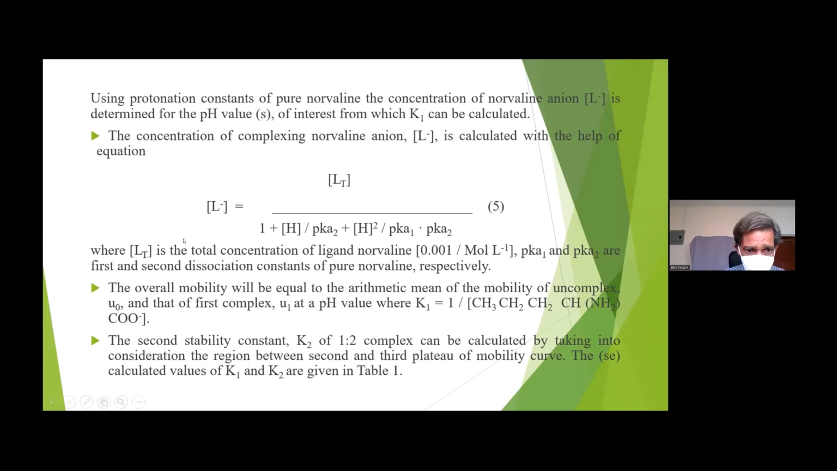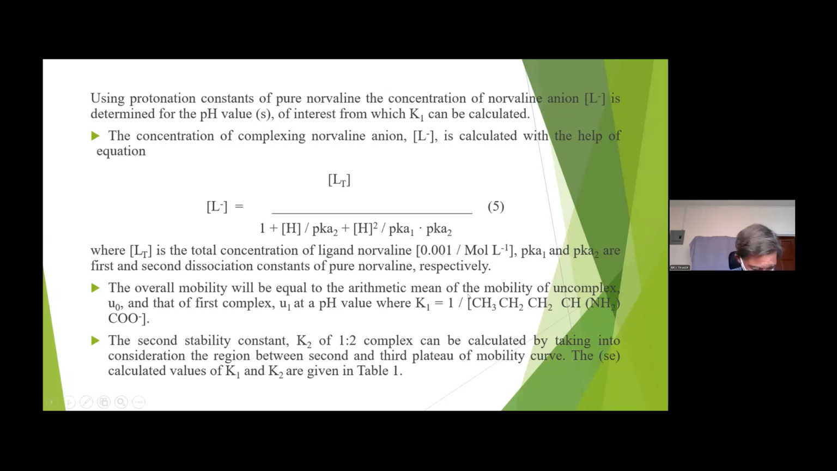The concentration of norvaline anion is equal to the total concentration of norvaline upon 1 + [H+]/K1 + [H+]^2/(K1 K2), where K1 and K2 are the dissociation constants of norvaline. This equation is used to calculate the concentration of the norvaline species which combines with the metal ions, where L is the total concentration of the ligand norvaline, 0.001 mole per liter. The overall mobility will be equal to the arithmetic mean of the mobility of uncomplexed U0 and that of the first complex U1 at the pH where K1 is equal to 1 upon the concentration of the ligating norvaline species.